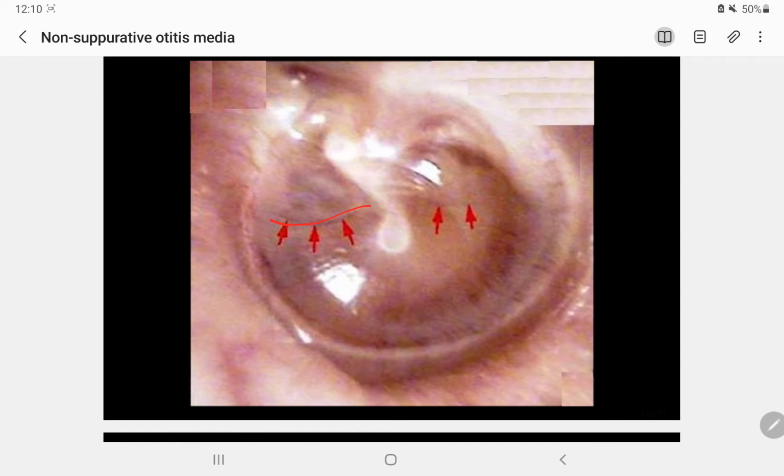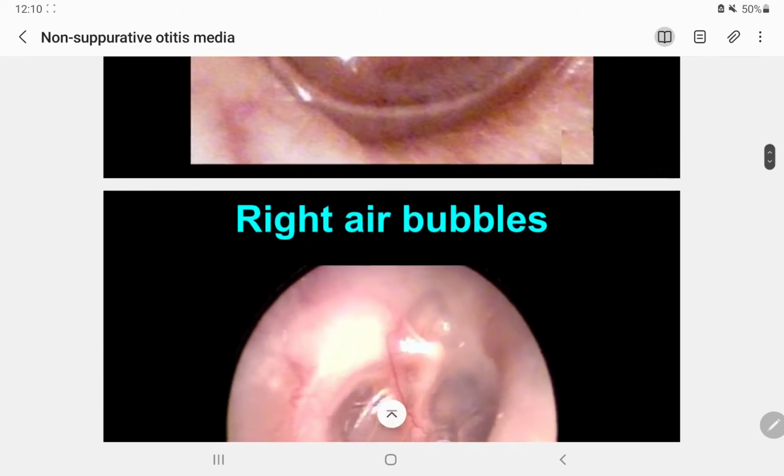This is a tympanic membrane, so this is all fluid, and here is bubbles, so air. So air to fluid level, right? So we can also see that.